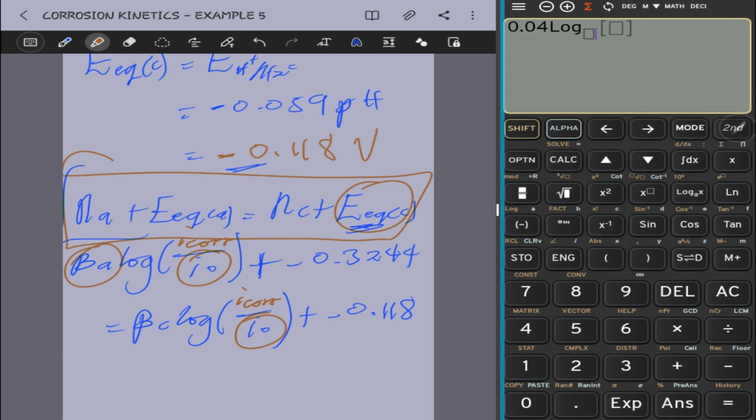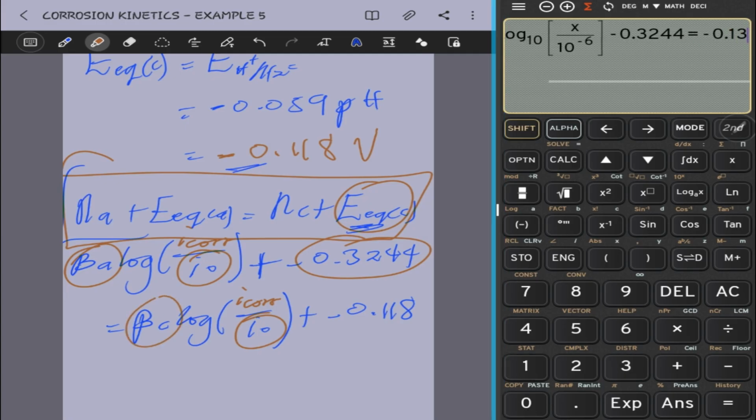And then we have log base 10, and then we have i_corr, let's make it X, and then we have the current density for the anodic, which is 10 to the power minus 6, right? And then now I'm adding this side, so that's minus 0.3244, being equal to, and I have BC. BC was given as minus 0.13.